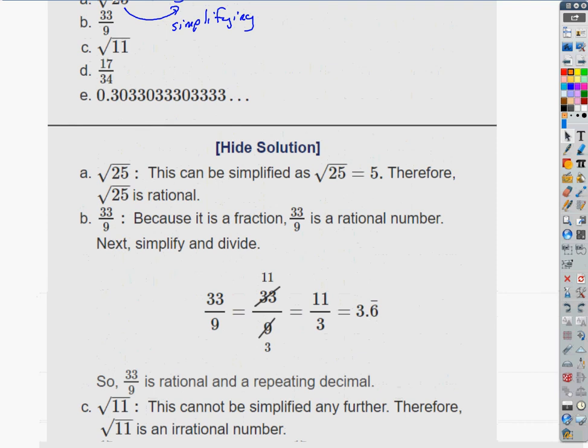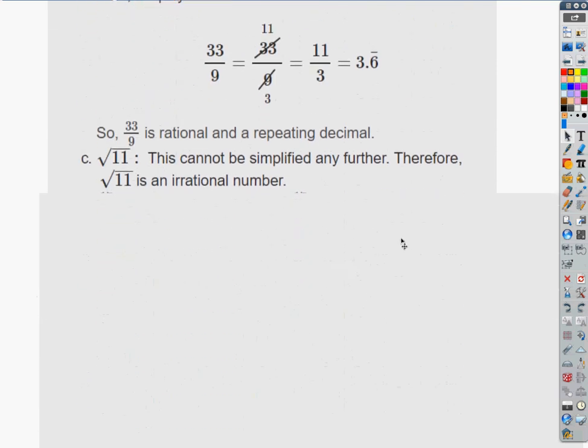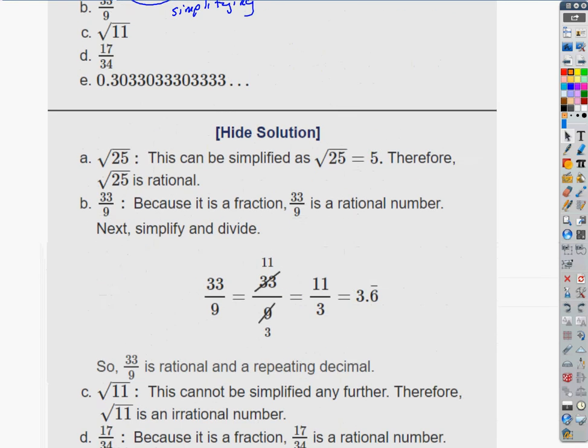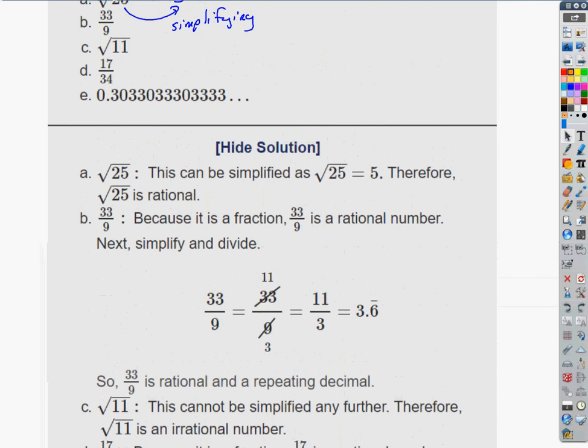Okay, 17/34. We'll speed this up a little bit. 17/34, I could simplify that to 1/2, which is just 0.5. And then finally, what about this last one? That's a little bit tricky. Look at E. Is E rational or irrational?